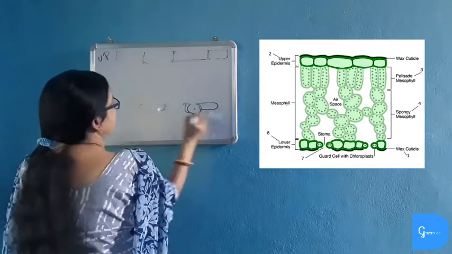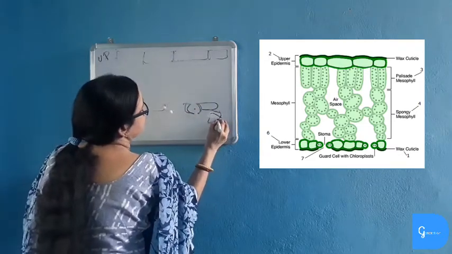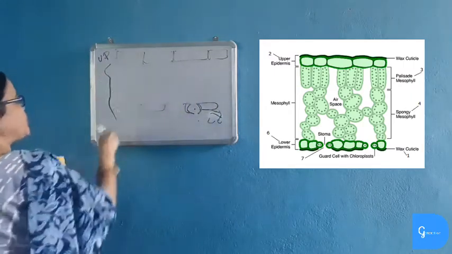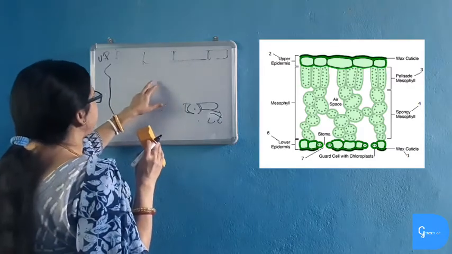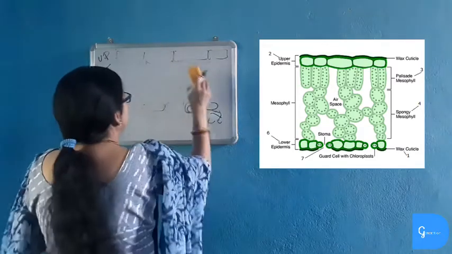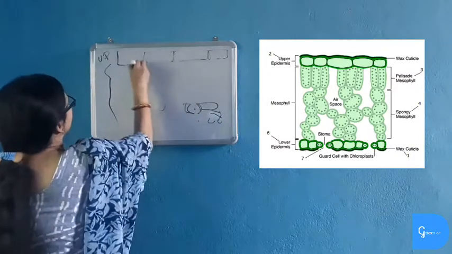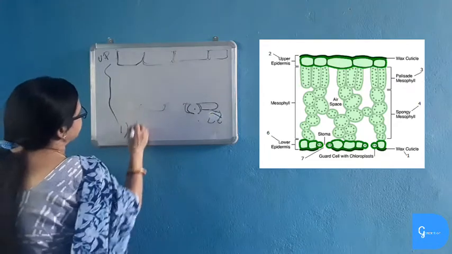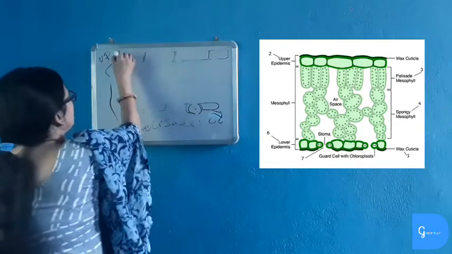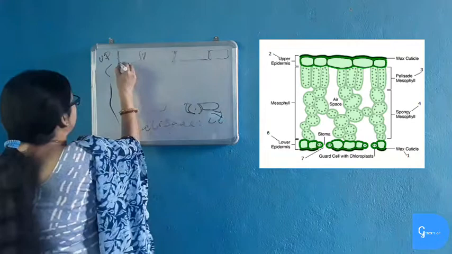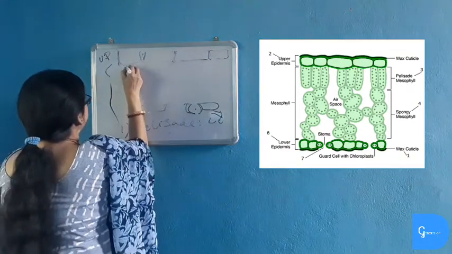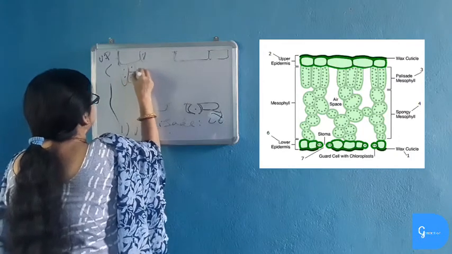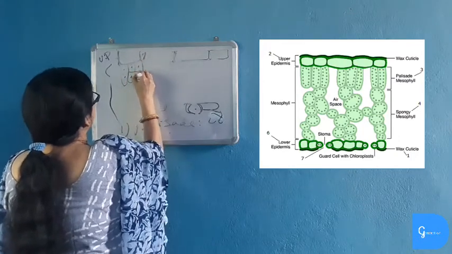In between the upper epidermis and lower epidermis comes the mesophyll tissue. Mesophyll tissue is the site where photosynthesis takes place. Now the mesophyll tissue is divided into two parts. First, palisade parenchyma. Below the upper epidermis are present palisade parenchyma, which are elongated cells. They are a double layer and they contain chloroplasts and thus take an active role in photosynthesis.